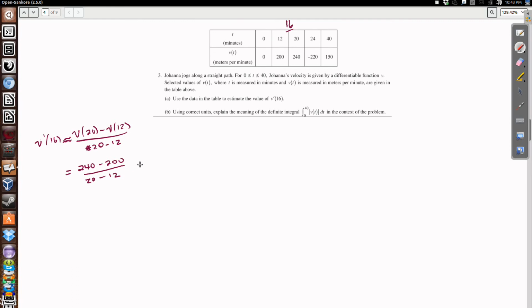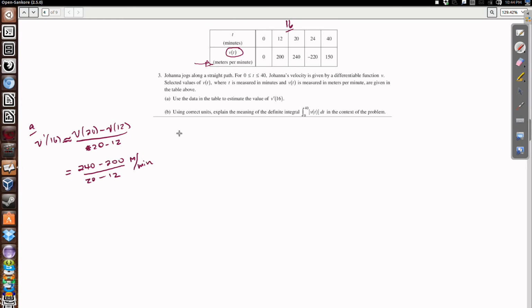What is very important here is that we are trying to estimate a velocity, and so we do need to make sure that we have our units, which is going to be meters per minute. And this is another one of those problems where you're going to need to put your units on all of your answers. So for part A, we're looking at this for our average rate of change, which is an approximation of our instantaneous rate of change.